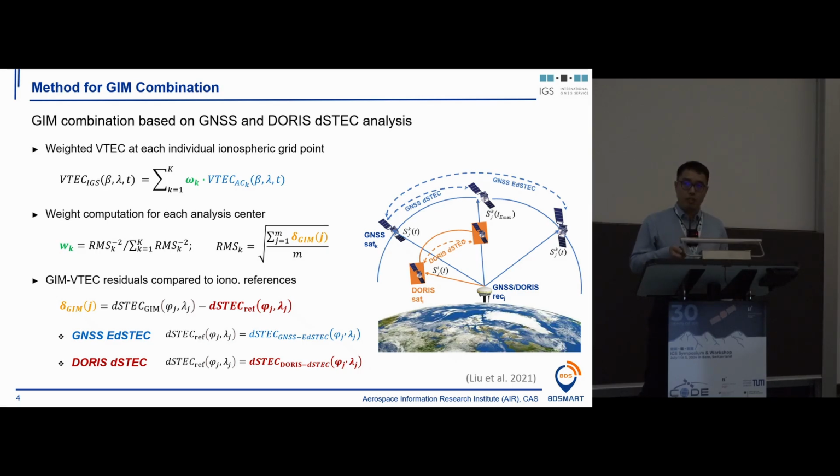For the current GIM combination, as I mentioned before, it refers to the GNSS-dSTEC, which was calculated based on IGS stations that do not contribute to the GIM of each ionospheric analysis center. In our following analysis, we would like to introduce the DORIS-dSTEC, which is totally independent of the GNSS observation data itself.